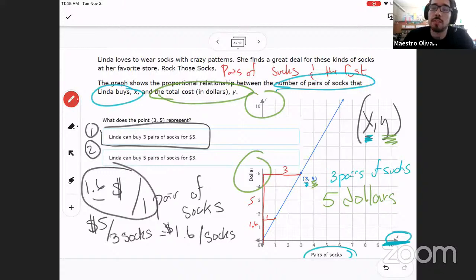When you have finished logging in to IXL, please click on this link that I typed into the chat. It is interpreting graphs of proportional relationships, which is exactly what we were doing right now. So I'm gonna go ahead and start creating breakout groups.